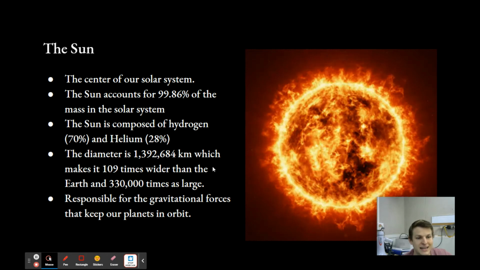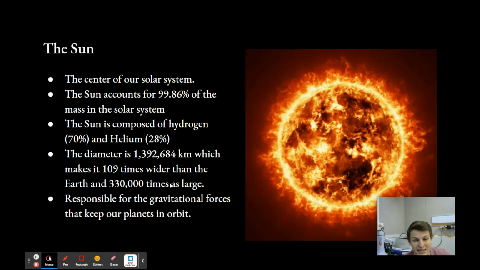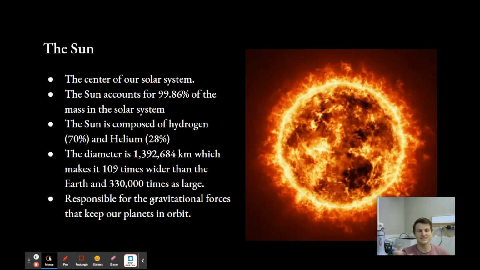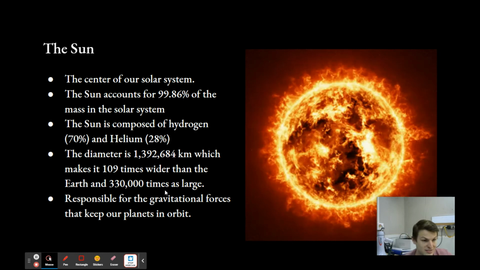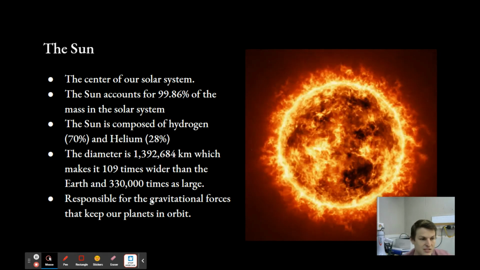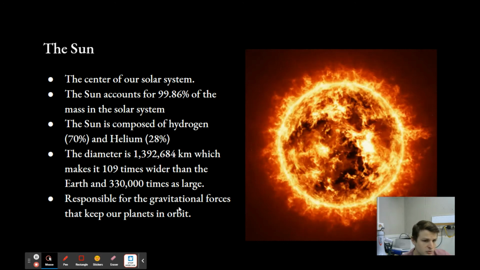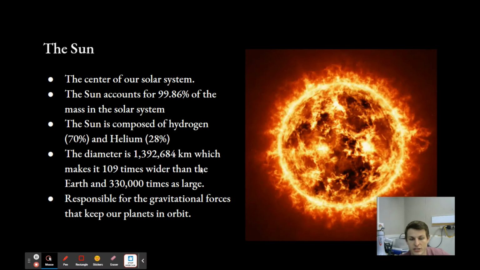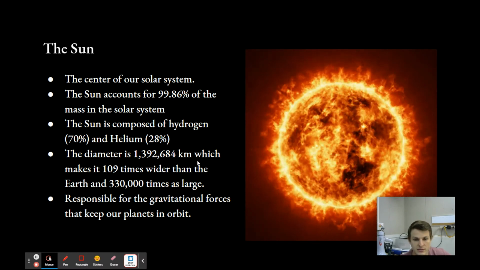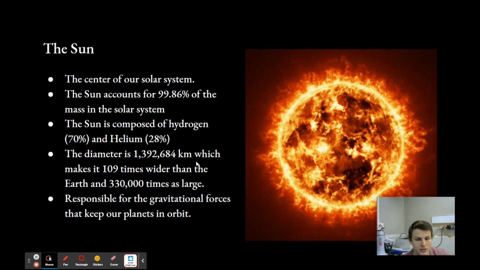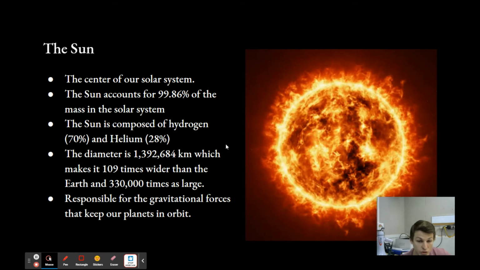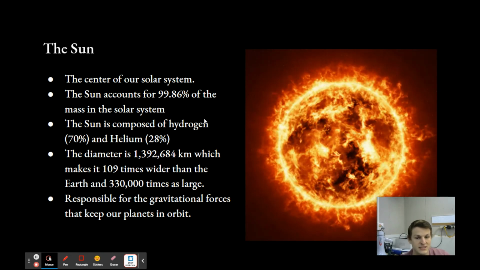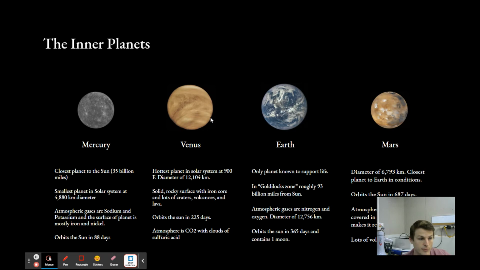It makes it 109 times wider than the Earth. So you could stack 109 Earths side by side across the diameter of the sun. And that makes it 330 times as large as the Earth. It's responsible for all these gravitational forces that actually keep our planets in orbit. Of course, there's no friction, there's no air resistance in space, so these things are traveling in a straight line, but the only reason why they're now traveling in a circle is because of that gravitational pull, which creates the centripetal force that keeps these planets in motion in an orbit.